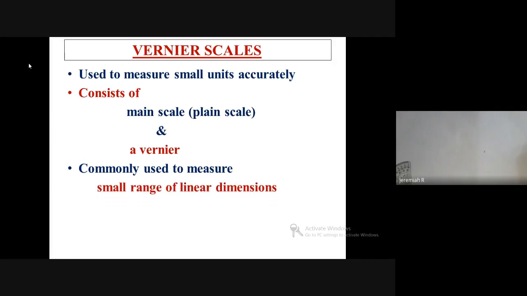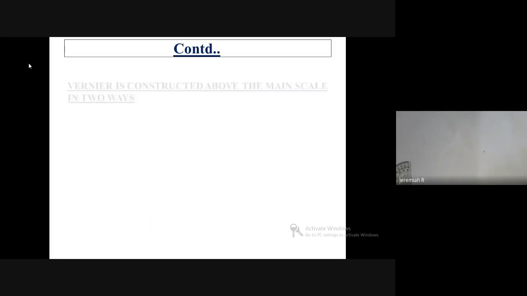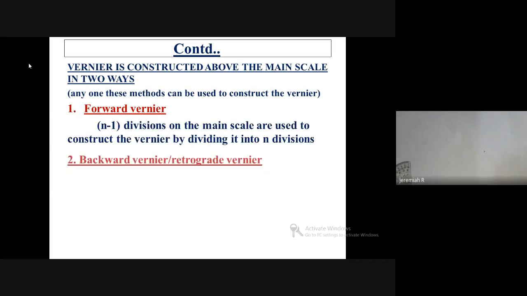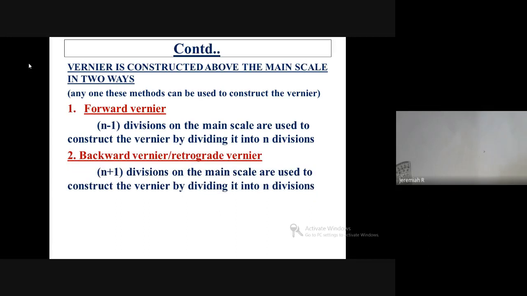If you want to measure a small range of linear dimension, then if you want to measure the diameter of a rod, we can use a vernier scale. In a vernier scale, there will be 2 units, 2 methodologies: forward vernier and backward vernier. That time I'll tell you. If it is the forward vernier, we'll apply some different methodology. So backward vernier or retrograde vernier, we'll apply some different methodology. That we'll see later. We'll solve the problem in vernier.